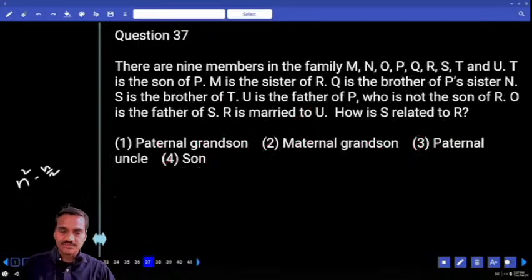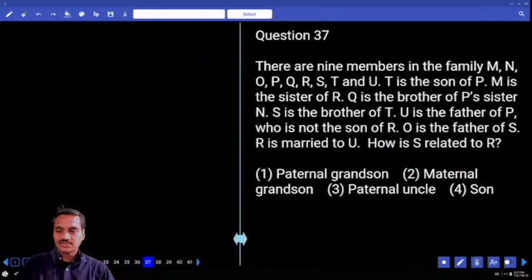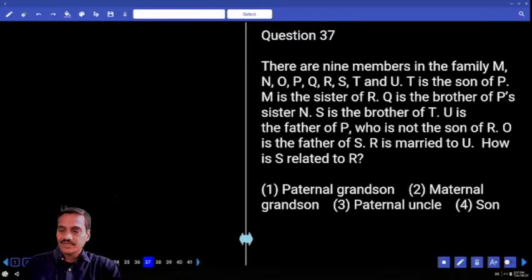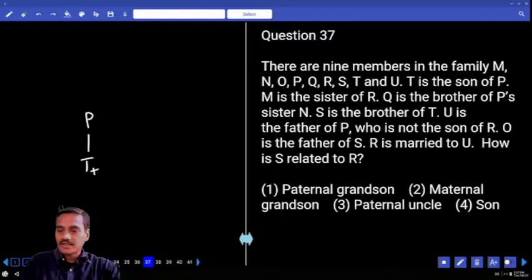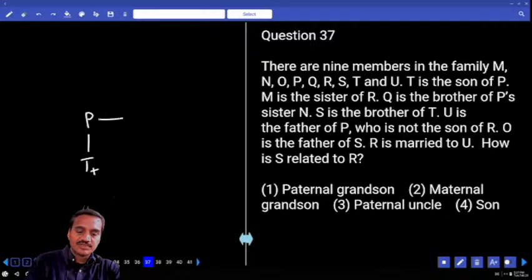Then coming to question number 37. Now in this, there are 9 members in a family. T is the son of P. P is sir and T is sir. And M is the sister of R. Q is the brother of P's sister N.